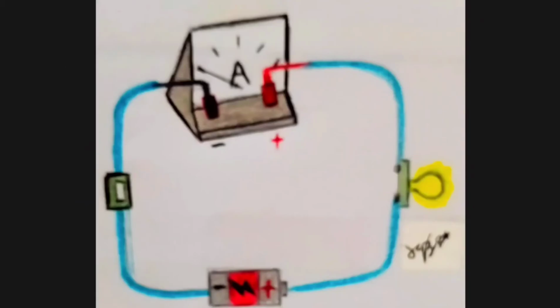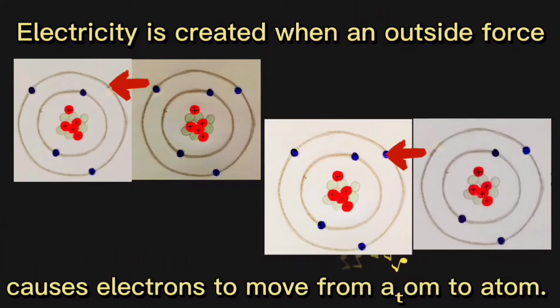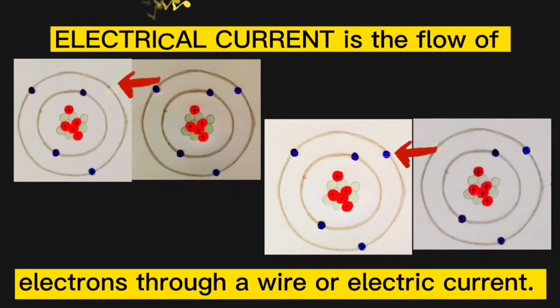How to use the ammeter? The positive terminal of an ammeter is connected to the positive terminal of the energy source, while the negative terminal is connected to the negative terminal of the energy source. You know already that electricity is created when an outside force causes electrons to move from atom to atom. This flow of electrons is called electrical current.